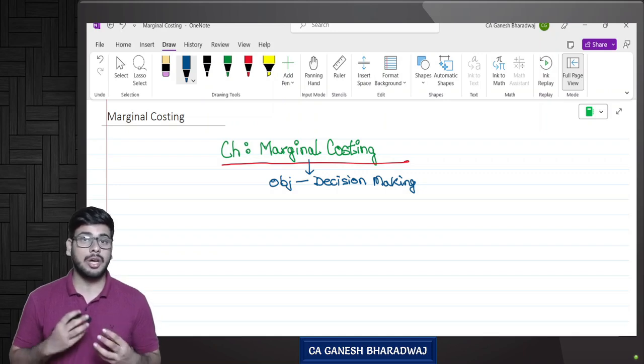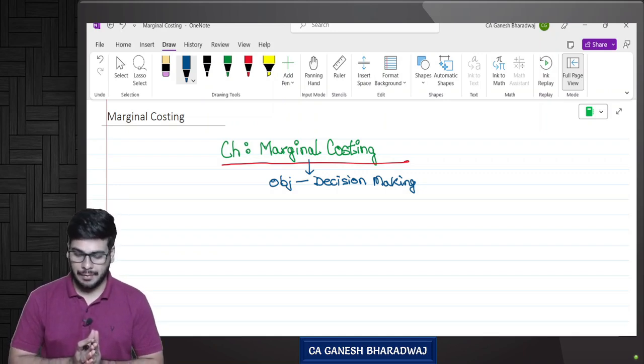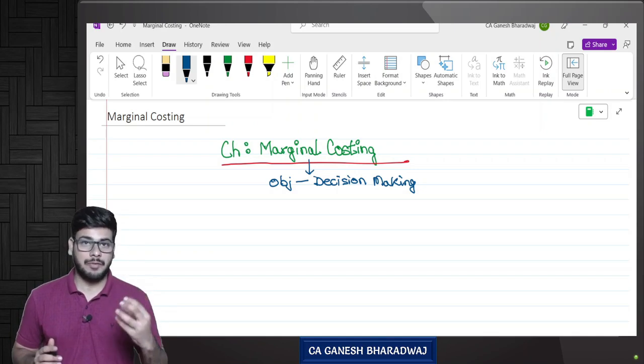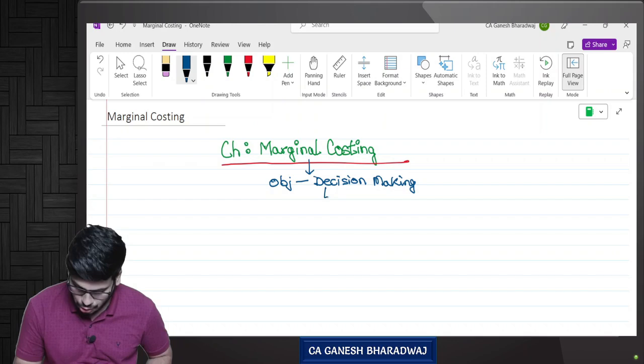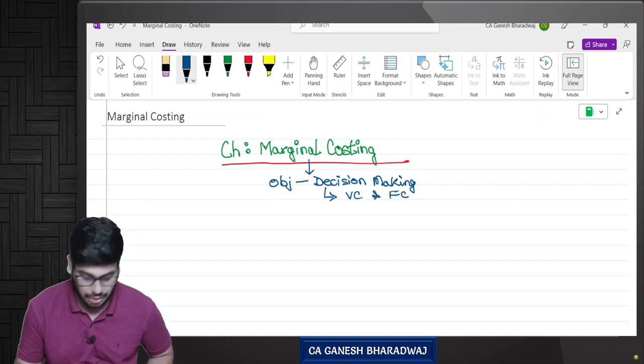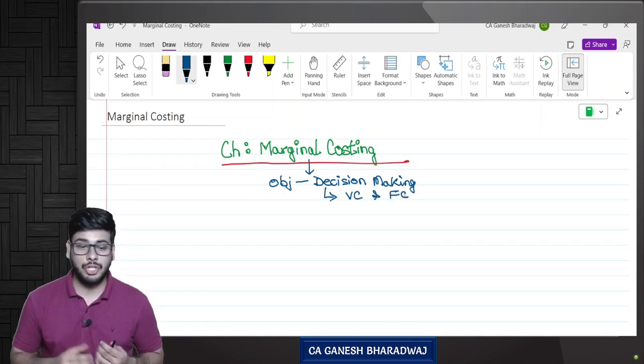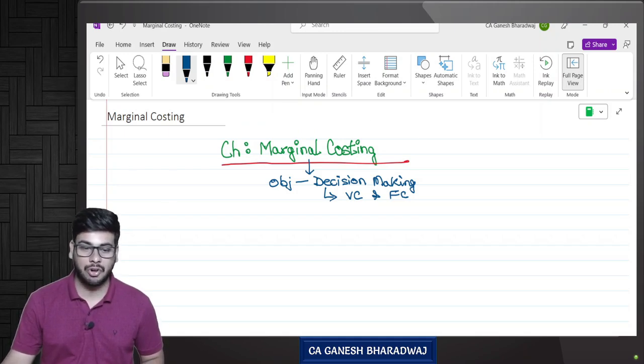And we saw in the basic concepts chapter itself that whenever the objective is decision making, then cost should be looked at from the perspective of what? From the perspective of variable cost and fixed cost. Correct? Yes. So cost should be looked at from the perspective of variable cost and fixed cost.